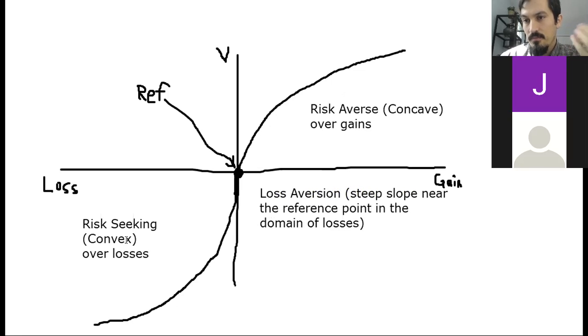Convexity refers to the shape of the function. And same thing here. Loss aversion is a behavioral phenomenon. What is it about the value function that gives it? The steep slope near the reference point in the domain of losses. Does that make sense? I think I've really summarized all of prospect theory for you.